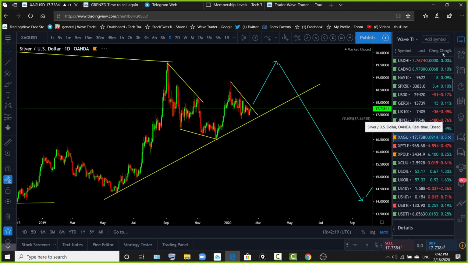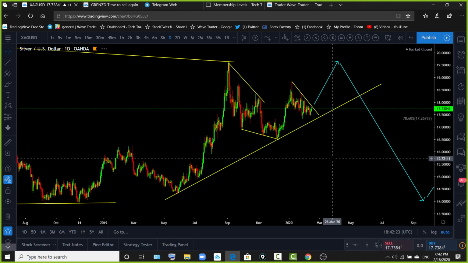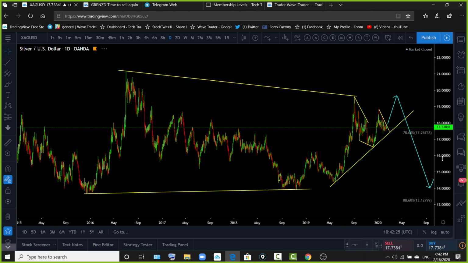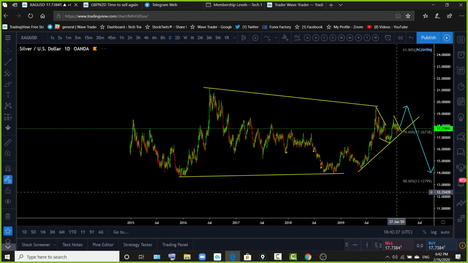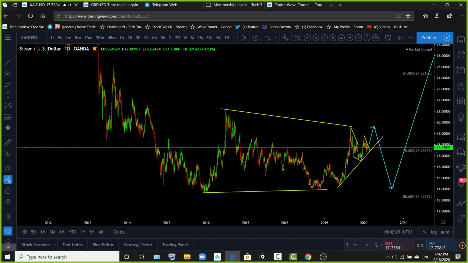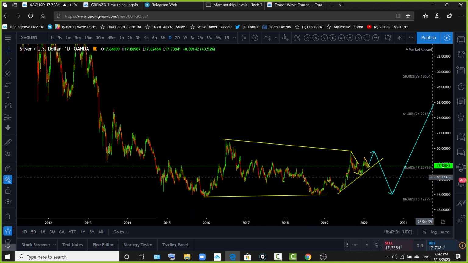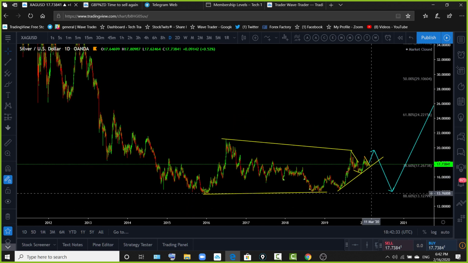Okay, fundamentals needs to improve. So 26 and 27 on silver is far away. Don't forget that the silver cost is around 14. So it can push higher for one more up move, can test the 20, and again can go lower.